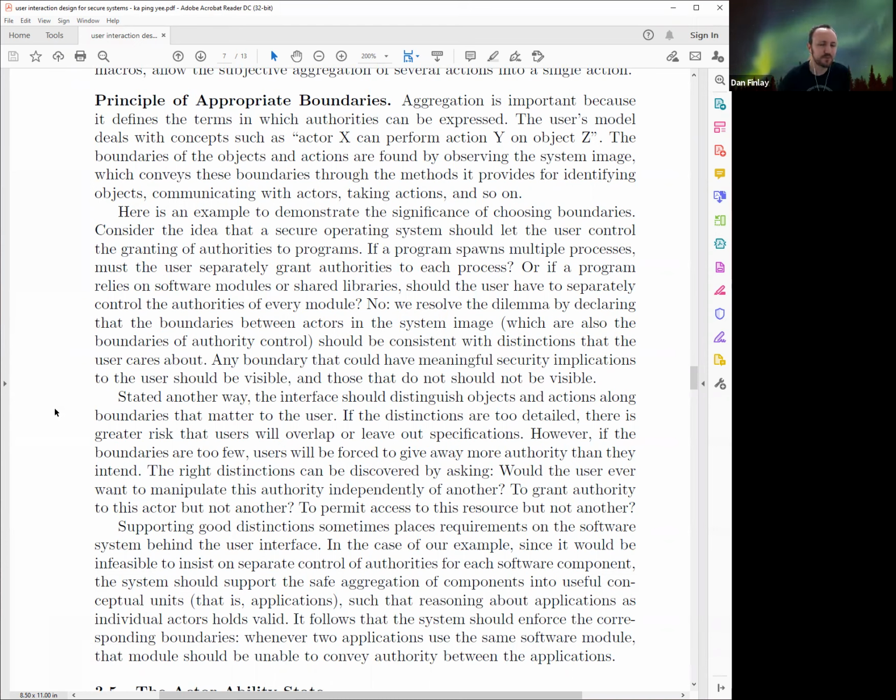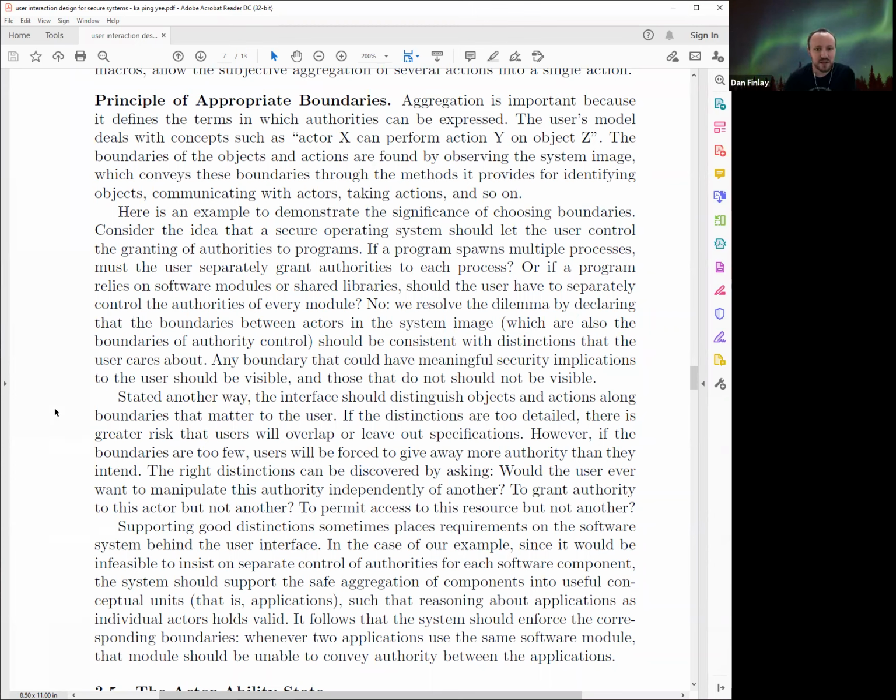The principle of appropriate boundaries. Aggregation is important because it defines the terms in which authorities can be expressed. The user's model deals with concepts such as actor X can perform action Y on object Z. The boundaries of the objects and actions are found by observing the system image, which conveys these boundaries through the methods it provides for identifying objects, communicating with actors, taking actions, and so on.